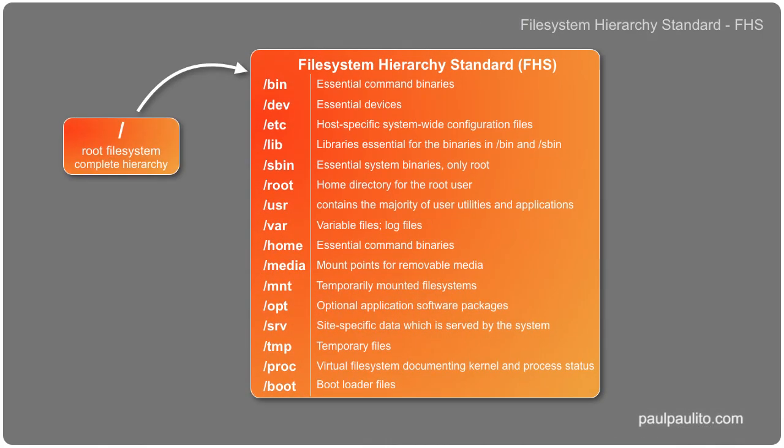FHS. The file system hierarchy standard, also called FHS for short, defines the main directories and their contents in Linux operating systems. By standardizing the directory structure of the file system, programs and users can locate existing files and application directories on any Linux system more easily. Now let's talk about the structure of the FHS in more detail.